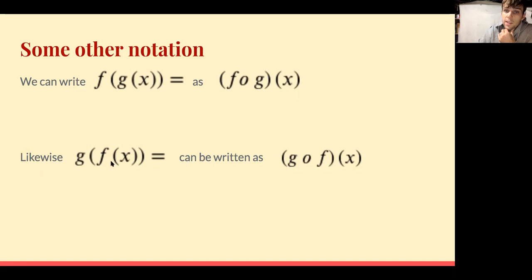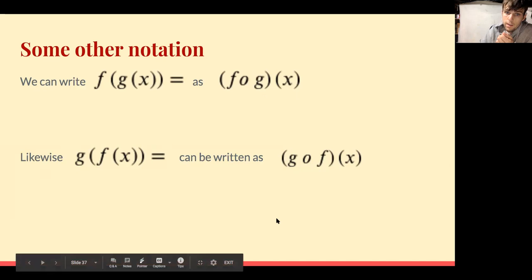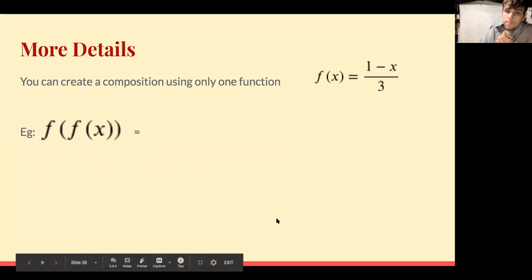Likewise, if we want to say it the other way, g of f of x, f going inside of g, we can write that g of f of x. The little o there stands for the composition. But again, this means that we're starting with the function g, we're putting in the function f. Just another way to write compositions.